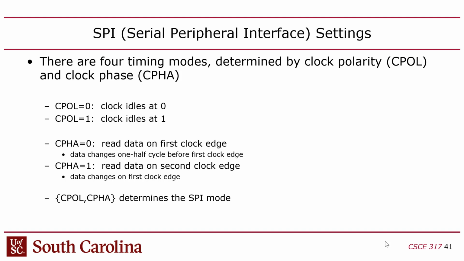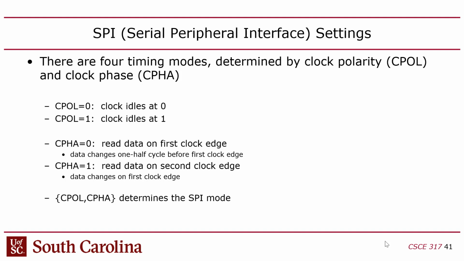CPOL stands for clock polarity, and it defines what value the clock is at when it's not clocking, right? When it's idle. So I mentioned that the master only drives the clock when communication is happening, when the channel is active. But when it's idle, is the clock 0 or 1? Is it logic low or logic high? CPOL is the parameter that determines that. So if CPOL is 0, it means the clock idles at 0. And if CPOL is 1, the clock idles at 1.